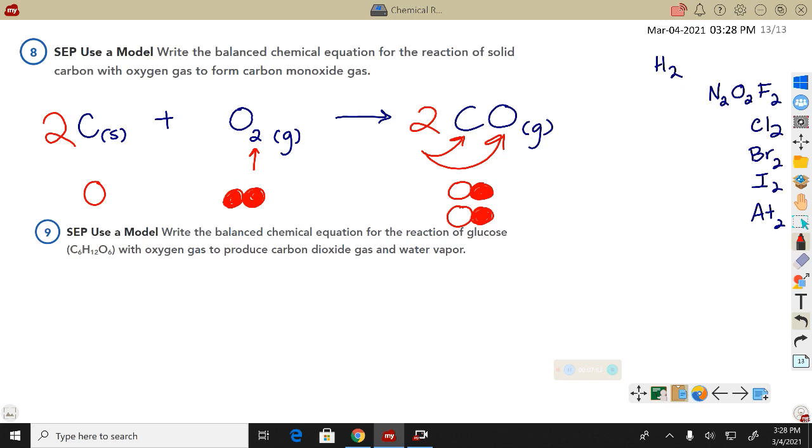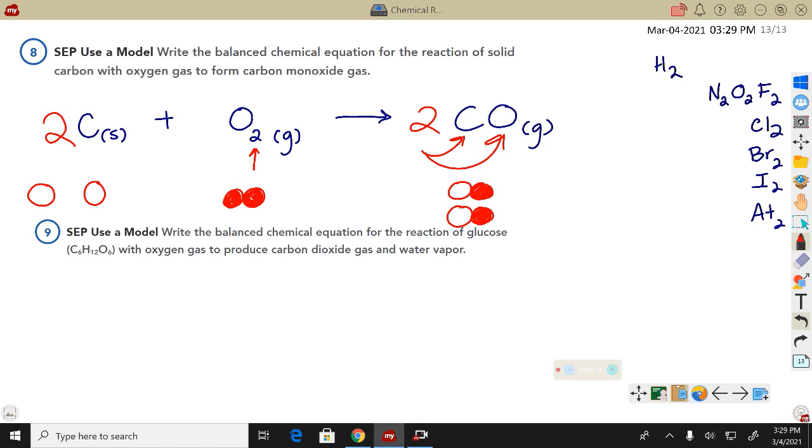Oh, I should put a 2 here. There's 2 individual carbons. Oh, that is a terrible circle. There, that's a little better. 2 individual atoms of carbon. 2 atoms of oxygen, they're just joined together. And the products still have 2 atoms of carbon and 2 atoms of oxygen, but they're in a totally different arrangement, and they'll have totally new properties on the product side.